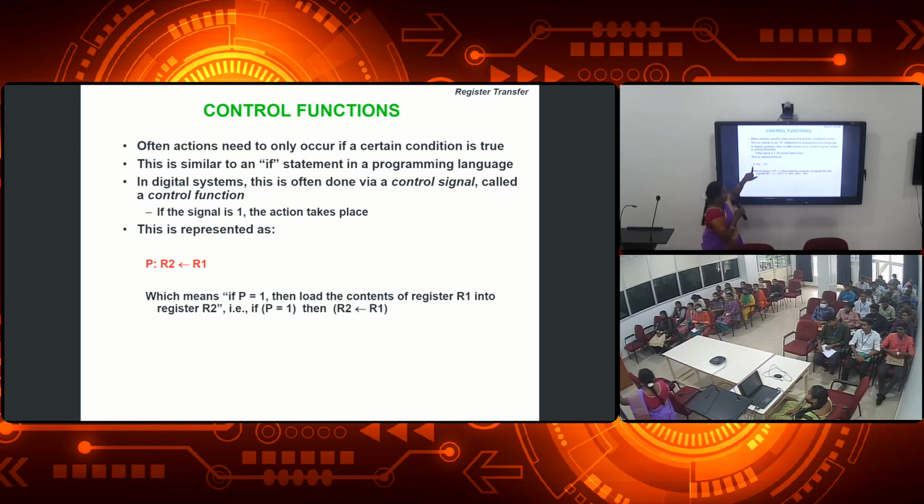It can also be represented as P colon R2 assigned to R1. If P is true, register R1's content will be moved to register R2. If P is equal to 0, the statement will not be executed. Therefore, P is called a conditional variable or a Boolean variable. Instead of writing an if-then statement, you can also write this P colon R1 assigned to R2. In a program we write an if-then statement, but here we have to mention only P colon R1 assigned to R2. Here P is a control variable, or a Boolean variable, or a conditional variable.